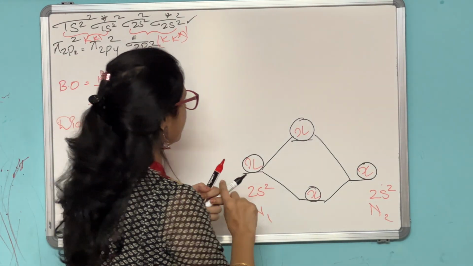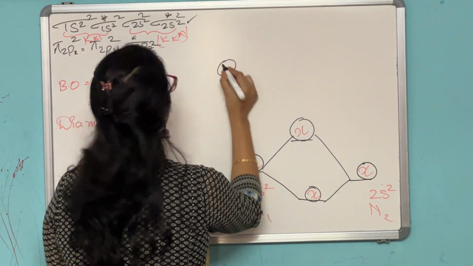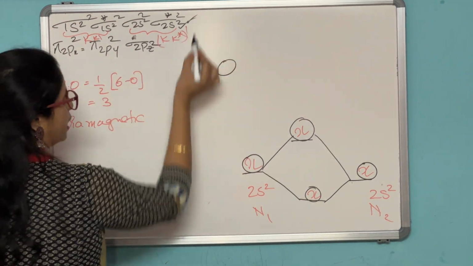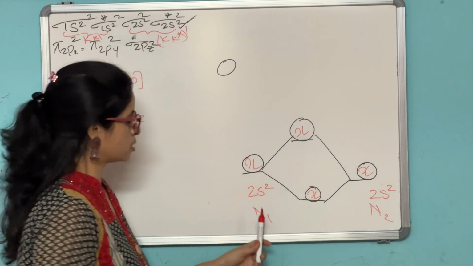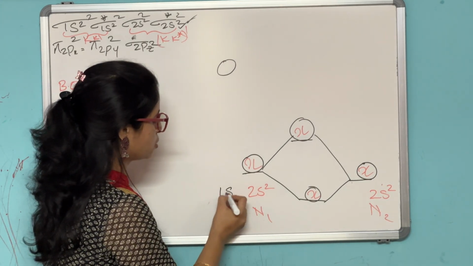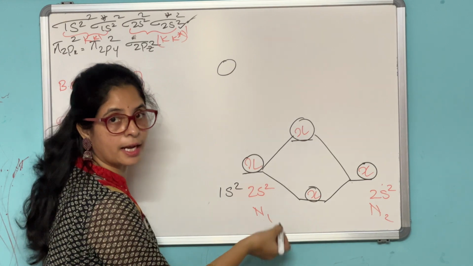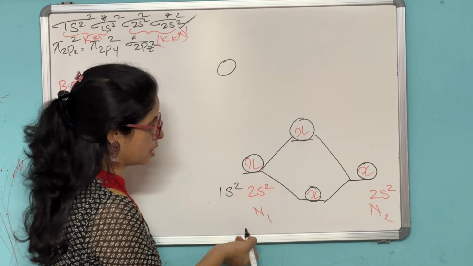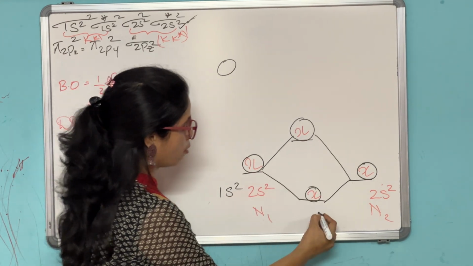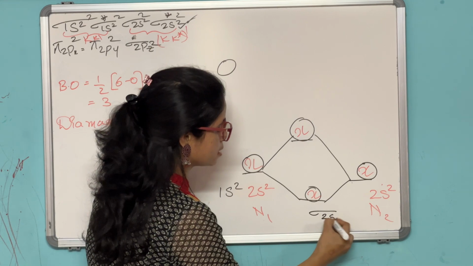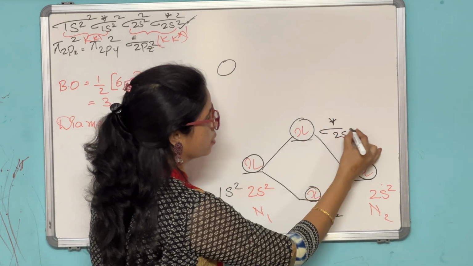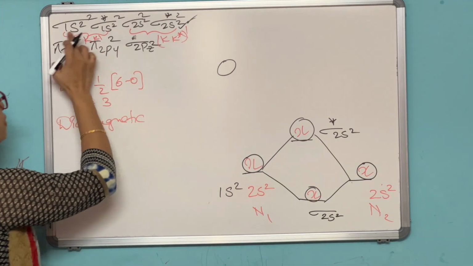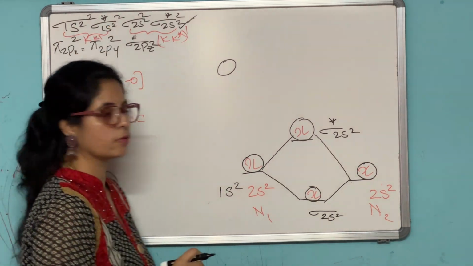Now here we'll write. Here this we have written here. Okay, 1s2, 2s2, 2p3. Now the electronic configuration of nitrogen. So these two are combining, forming sigma 2s2 and sigma star 2s2. Got it? So sigma 1s2, sigma star 1s2 we have omitted.